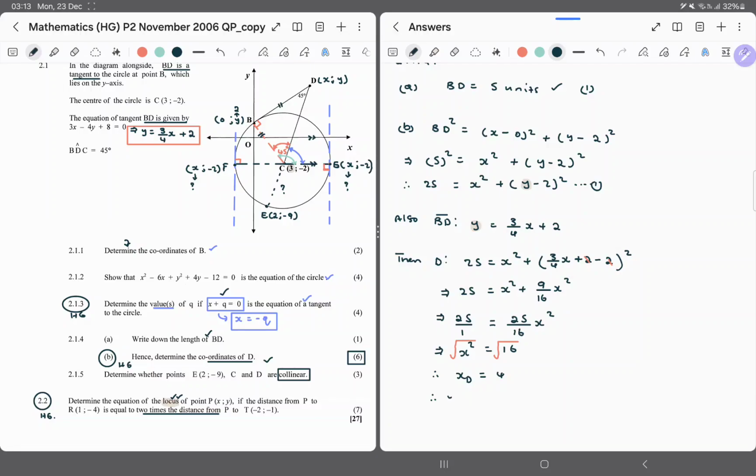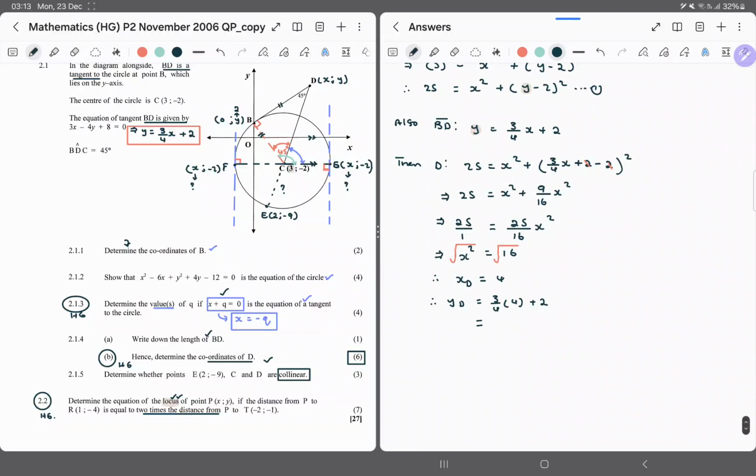We can also say that y at D is going to be, we choose a simpler equation, 3 over 4 into 4 plus 2, which is 3 plus 2, this is 5. We can say, therefore, D is the point (4, 5).